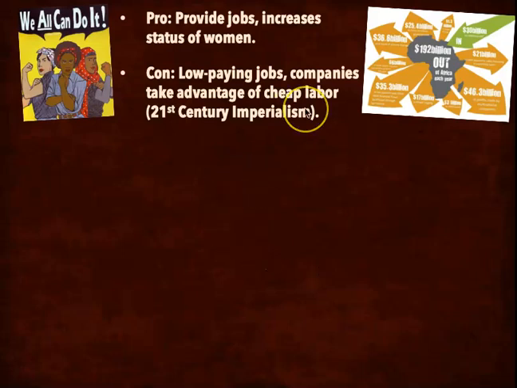And then the con is what I was just talking to you about. Sometimes in those EPZs, they say, hey, we can employ your people, but you don't necessarily say they're going to be great paying jobs. So sometimes it's a job, but you might have to go find a second one because it's not paying very well. And then, like I said, sometimes those cozy relationships that those businesses make with government are what opens the door to what some people call 21st century imperialism.